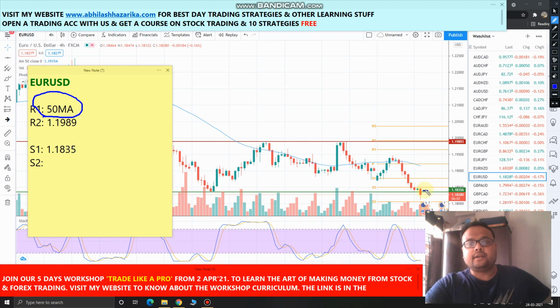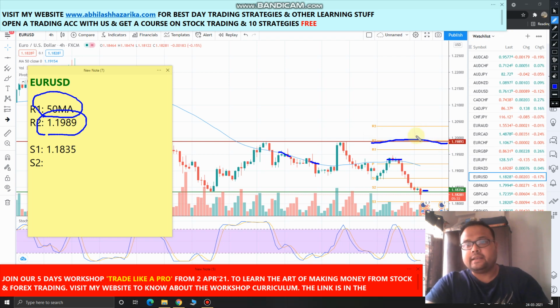And if we enter here, then this will be a first target, this 50 moving average, because 50 moving average is acting as a mild resistance for the market. Here you can check here. So 50 moving average may stand out as a resistance, and if market crosses the 50 moving average, then 1.1989, this level or this line will be your second support.